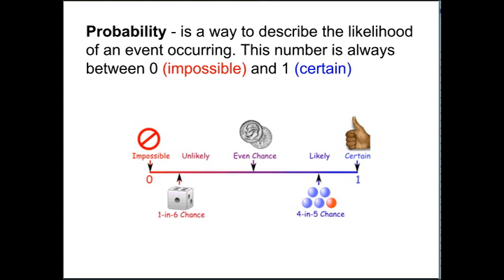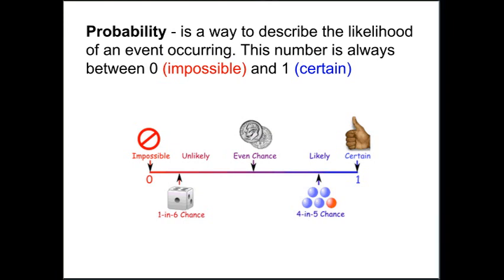Probability is a way to describe the likelihood of an event occurring. And we're always talking about a number here, and this number is always between 0 and 1. A good way to think about this number is that if the probability is 1, the event is always going to happen every time you try. And if the probability is 0, the event is never going to happen every time you try. The closer we get to 1, the more likely it is to happen, and the closer we get to 0, the more unlikely it is to happen.